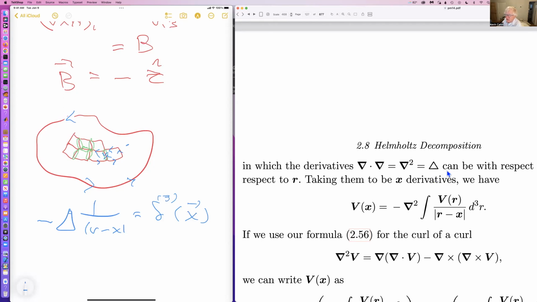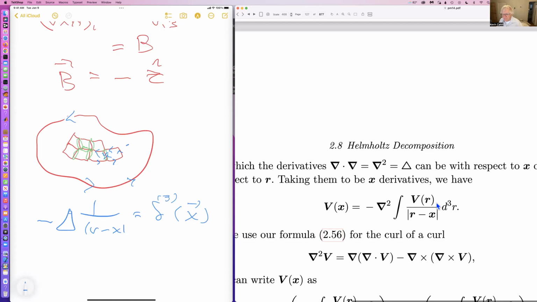And then since the derivatives are with respect to r, you can pull them outside. Well, no. What you do is they can be with respect to r or with respect to x. And taking them to be x derivatives, what we get is we can pull a Laplacian outside.